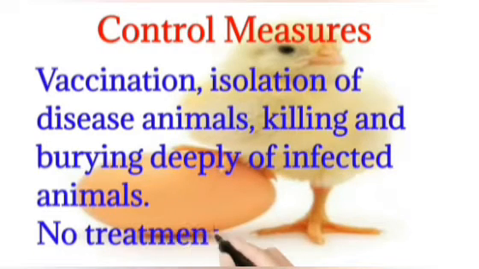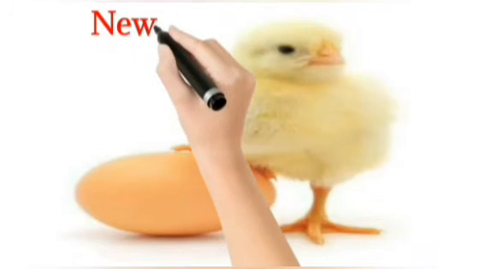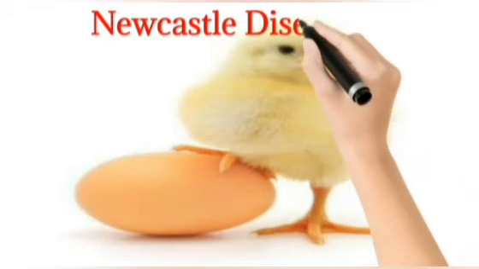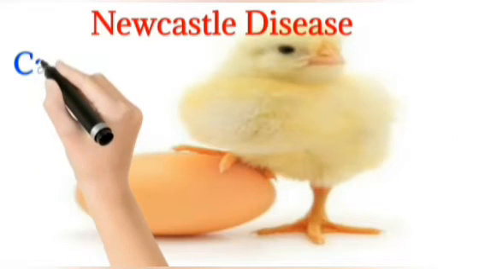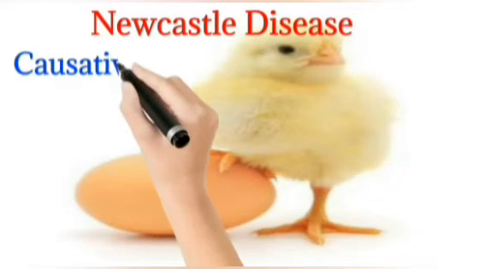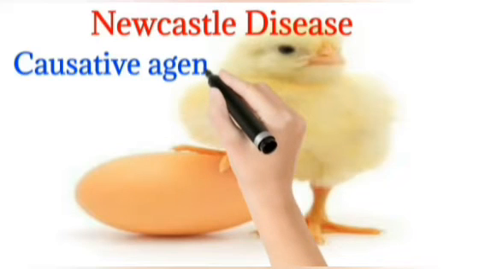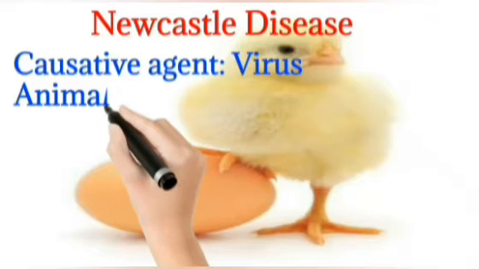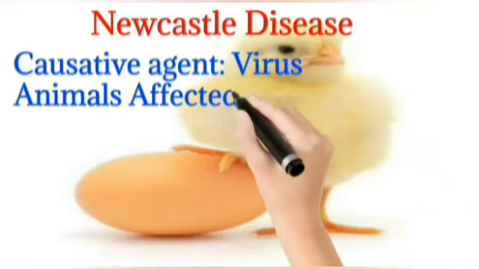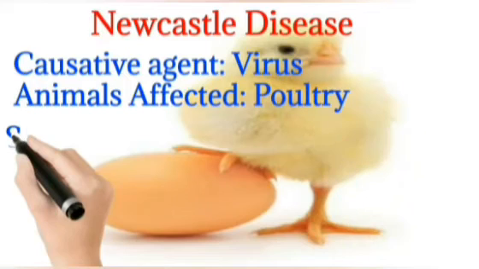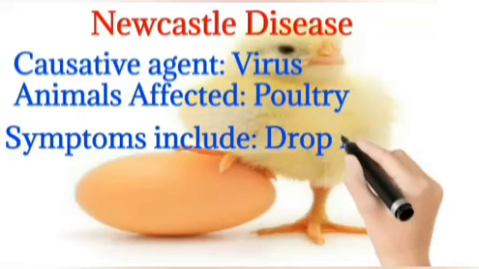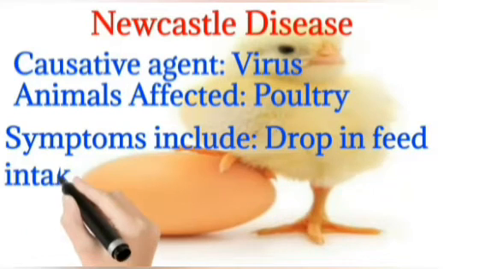Now, killing and burying deeply of infected animals. Like I said earlier on, there is no treatment. Now, another disease that is equally caused by viruses is the Newcastle disease. This one does not affect cattle and sheep like we have been discussing all along, but this one is a disease that is common with poultry, that is birds, that include ducks, hens, of course fowl, and the likes.